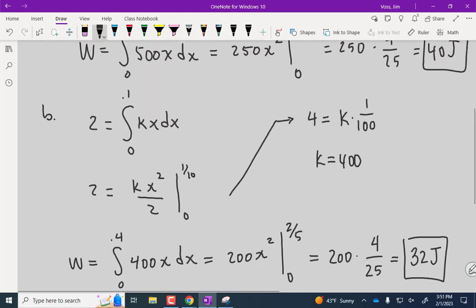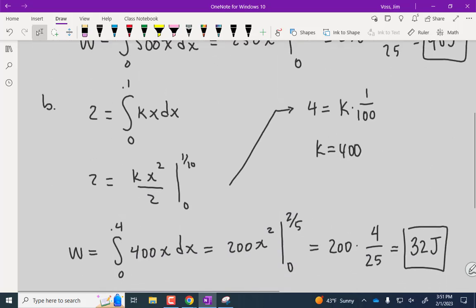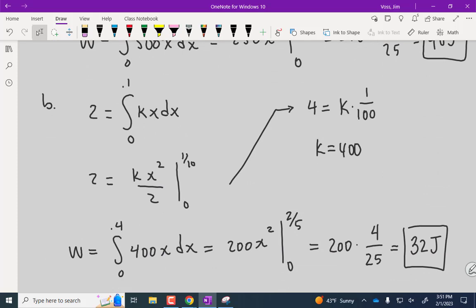To the question: we want to find the work from 0 to 0.4 for both springs. For the first spring, they give us force and distance. For the second spring, they give us work and distance to get the K values. So with the K value for B, you just put the value in for X and do algebra? Yes, we plug in this value for X. The difference is that we don't know the K, but K is a constant, so we can pull it through the integral and it's not going to matter.